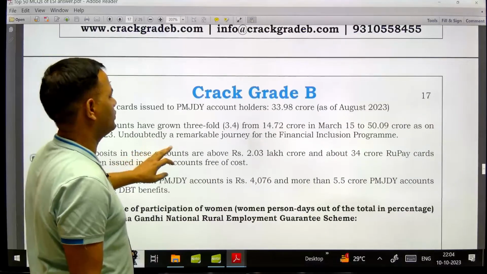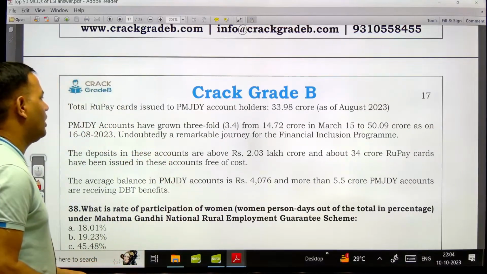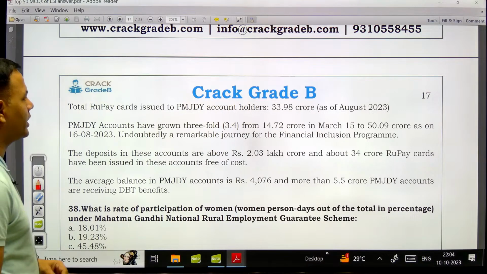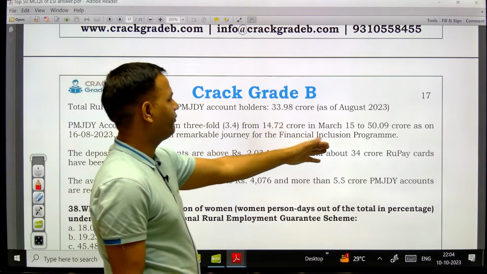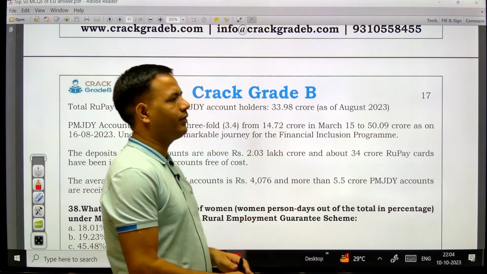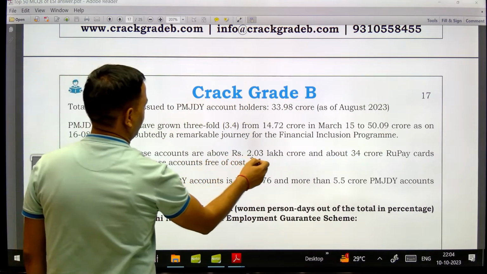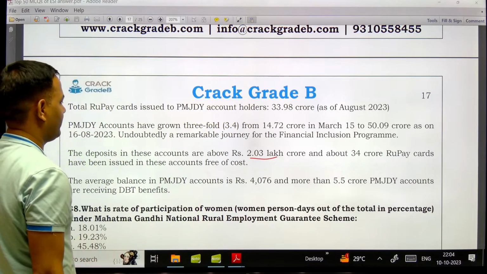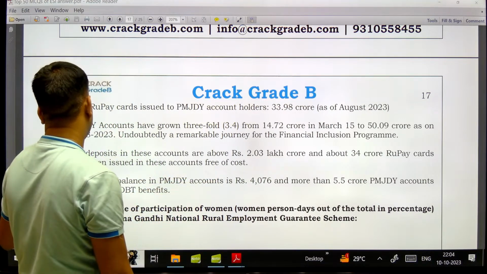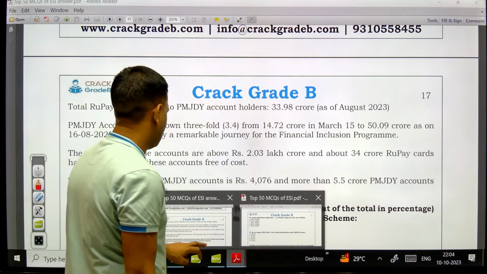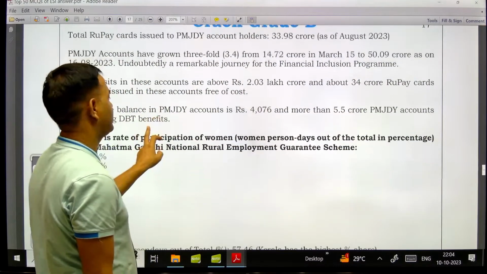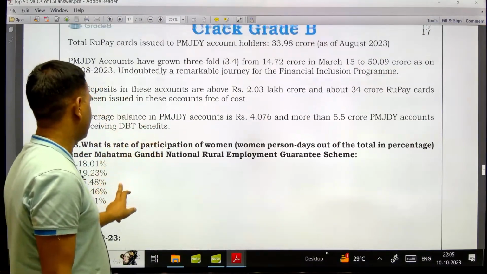Total RuPay cards issued are 33 crore, and total accounts are more than 50 crore, having crossed 50 crore, and deposits in these accounts are 2.03 lakh crore. Average balance is 4,076. This is also again Pradhan Mantri Jan Dhan Yojana.